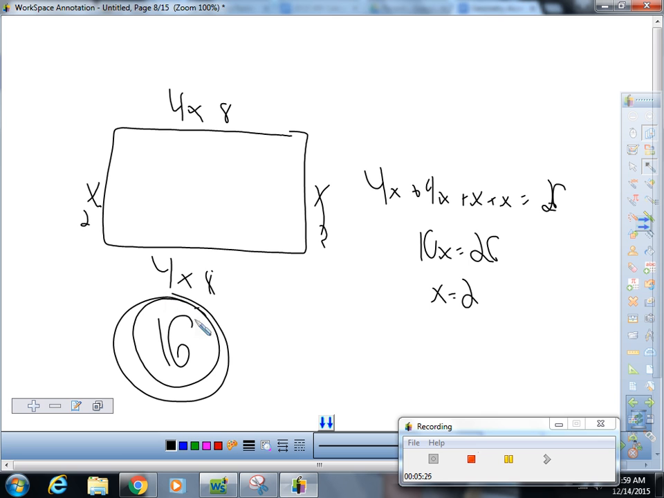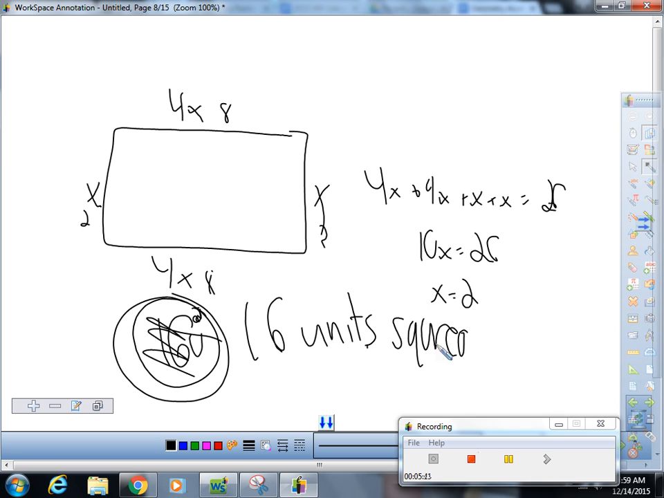Units squared. Not 16 squared, 16 units squared. So it should be square units if you write it like that. Yeah, there we go.